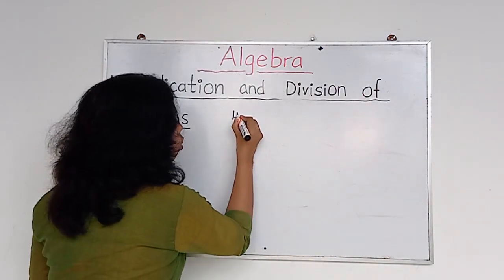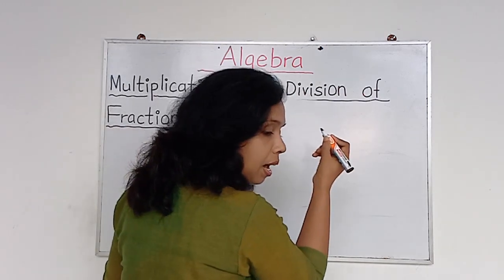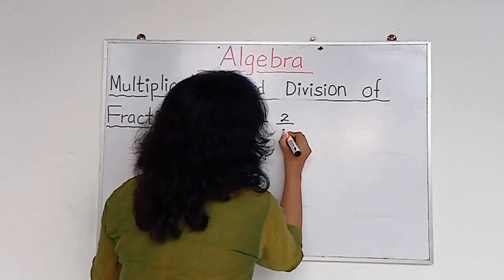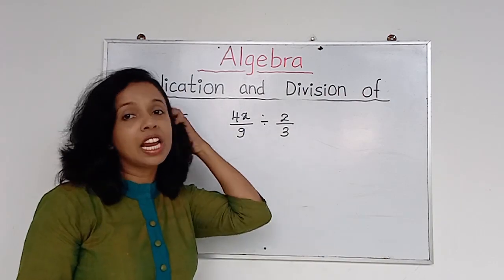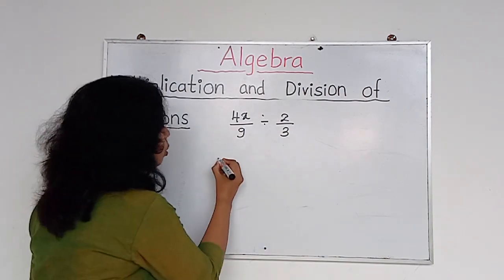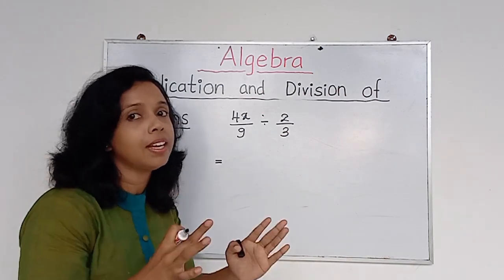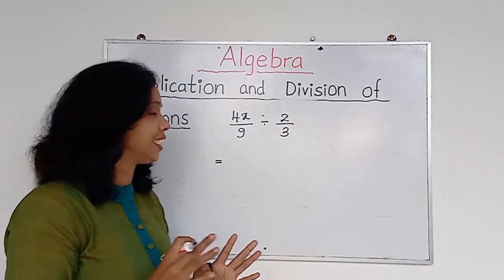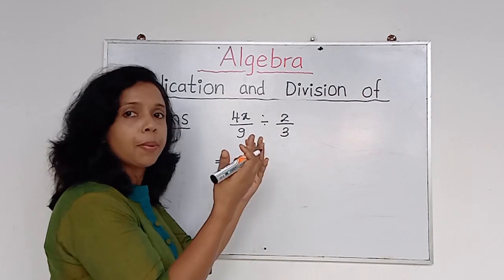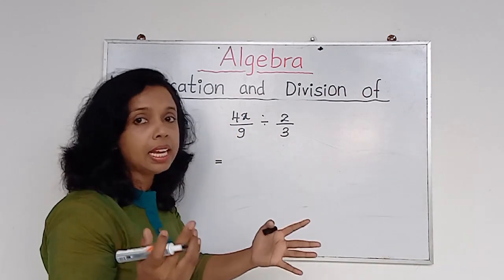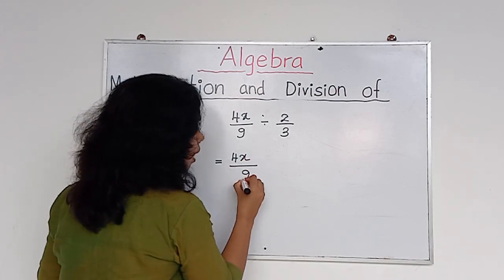Look at this. 4x over 9 divided by 2 over 3. Now, what do you want to do? You have two fractions, right? Now tell me what you are supposed to do. Listen to me carefully because this is the final question, and here also you have another theory to learn with this question. So what you can do, children, here you don't need to make a fraction separately because both of them are fractions already. So what you can do, 4 times x, 4x over 9.